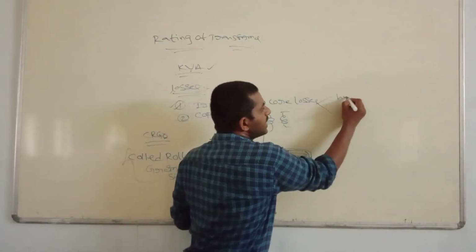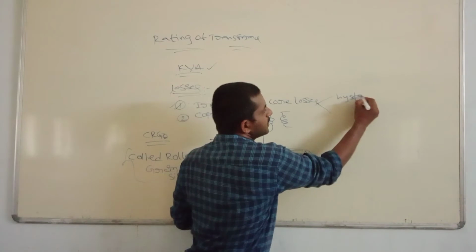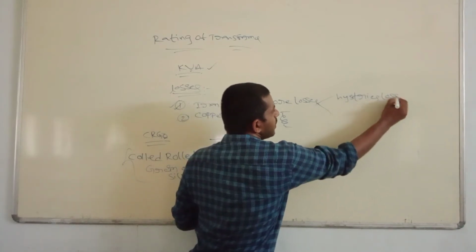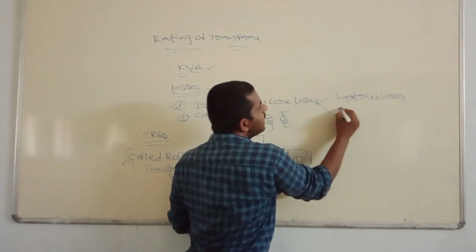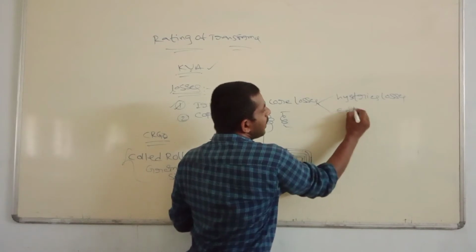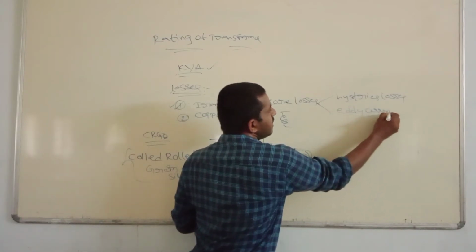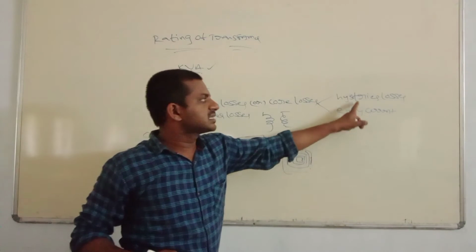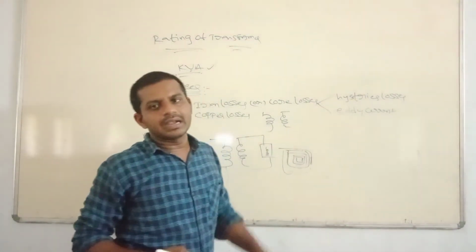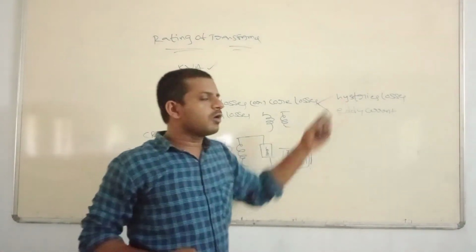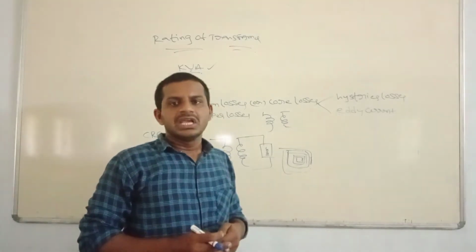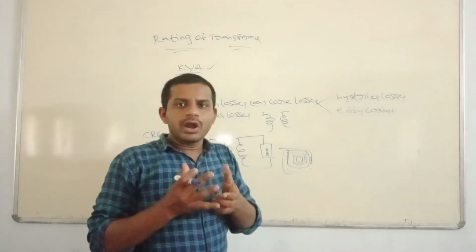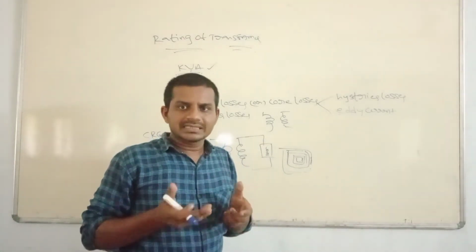One is the hysteresis losses, and the second one is the eddy current losses, which are very important. If, for example, we want to make one transformer, let us consider that.